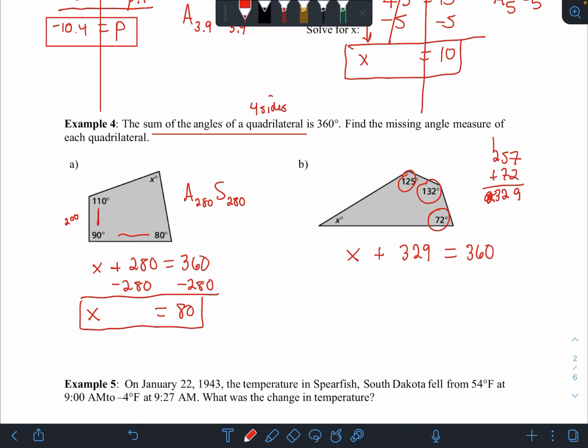All of the angles together will add up to 360. Since I added 329, let's go and subtract 329 to get x by itself again. So if I subtract 329 from both sides, we end up with x equals, what is that, 50, nope, 31.